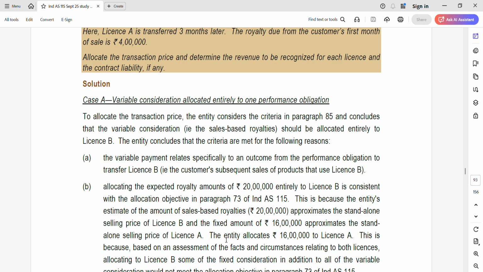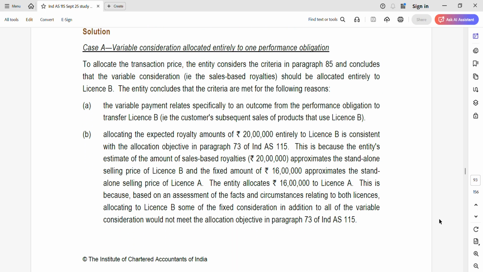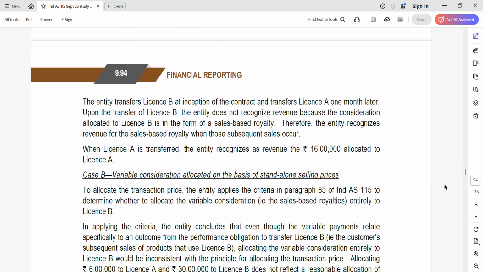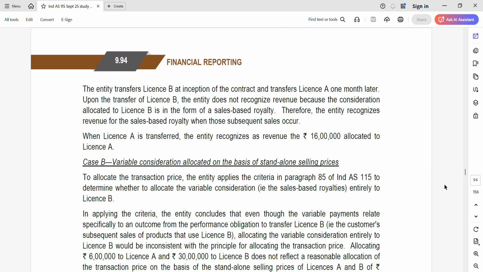So the entity allocates 16 lakhs to license A, because based on this assessment of the facts and circumstances in this scenario, allocating to license B some of the fixed consideration in addition to the variable will not meet the allocation objective as per para 73. So both the paras you need to rely upon to answer this question, that is para 73 as well as para 85.